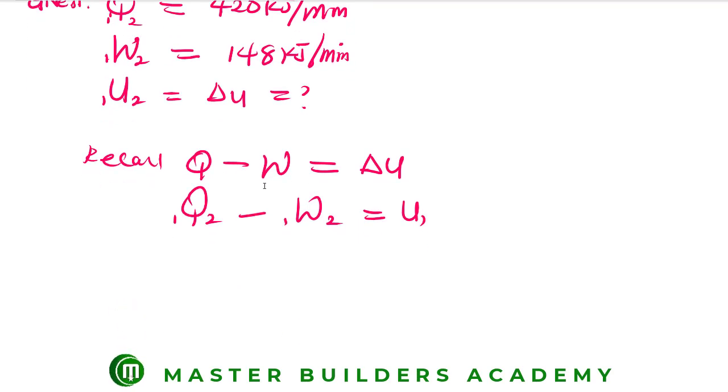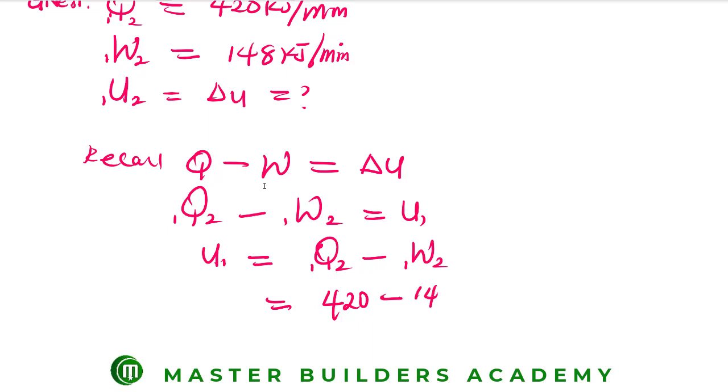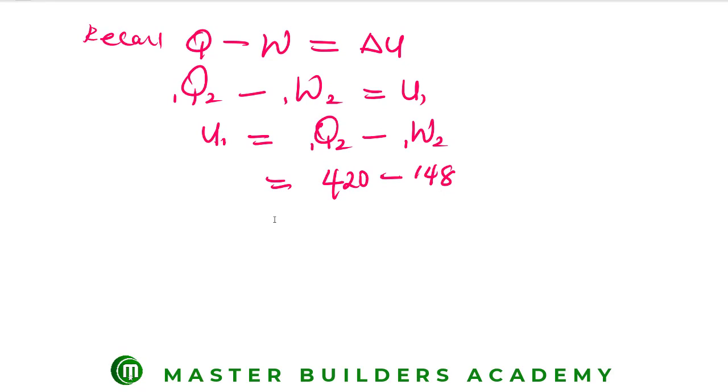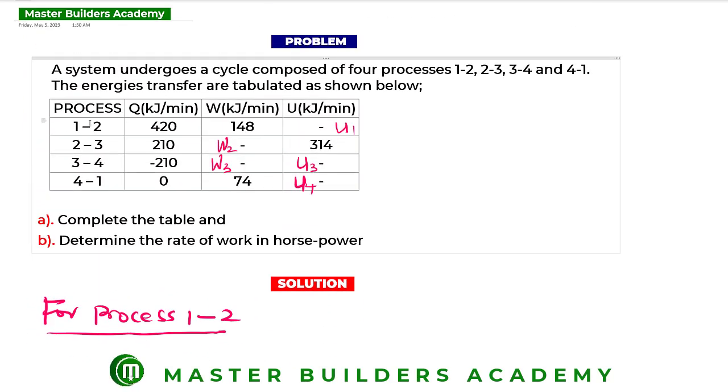So we just put this in. Then we are looking for U1, so we can make U1 the subject of the formula. U1 is equal to Q1 to 2 minus W1 to 2. So we just put in the values. The value for this is 420 minus the value of work done, 148. If we remove 148 from 420, we have 272 kilojoule per minute. Hope you have gotten this. The value is positive. It's as simple as that. So we have been able to complete the first process.